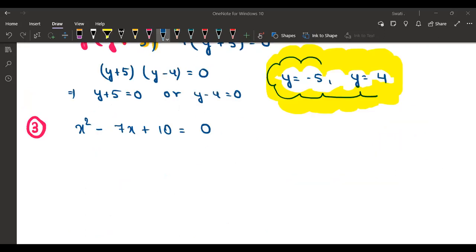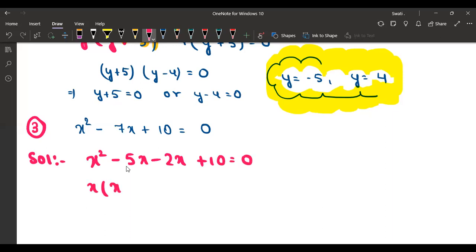So this is our next question. x square minus 7x plus 10 equals 0. We need to find out the value of x, of course. So let's start with the solution. I'll solve it right here. So this is x square. Of course, this is 1 into 10, that is 10. So I have to write this minus 7 in such a way that I'll get 10 as well as minus 7. So of course, 5 into 2 is 10. And if I do minus 5x minus 2x, it is also minus 7x, plus 10 equals 0. So here x common, and this will become x minus 5.